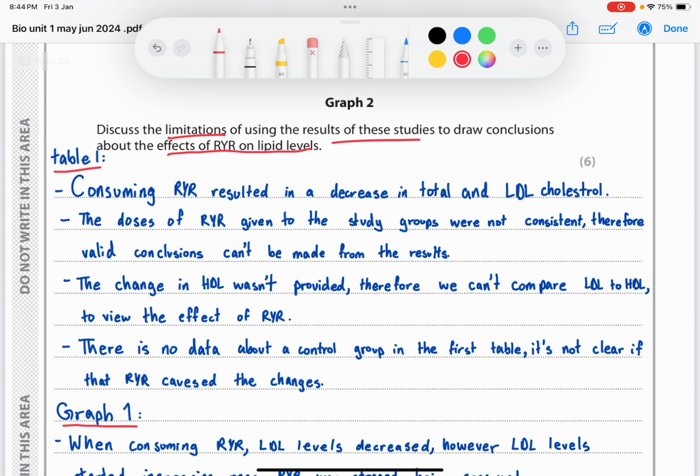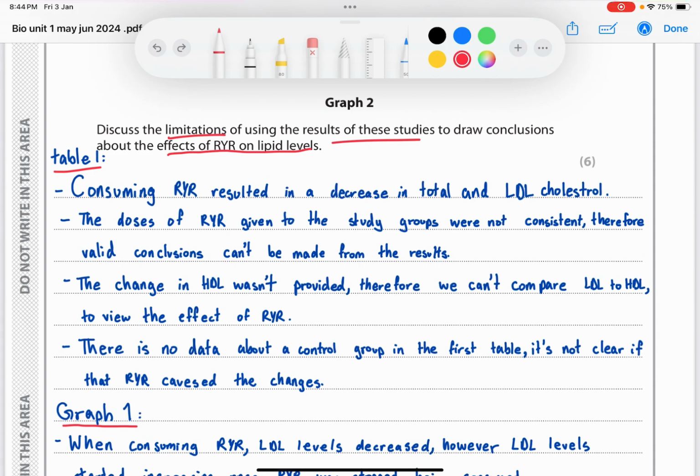The second one I mentioned was the doses of the RYR given to the study groups were not consistent. Therefore, valid conclusions cannot be made from the results. Notice how I'm writing full sentences with full grammar, everything. It is extremely important for you within these questions to write complete answers because it gives you a mark as well.